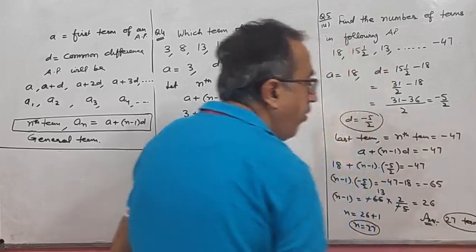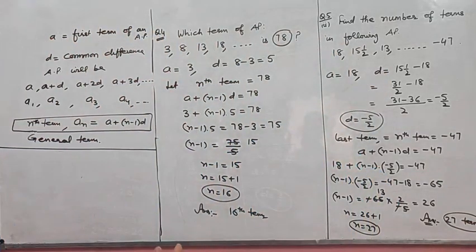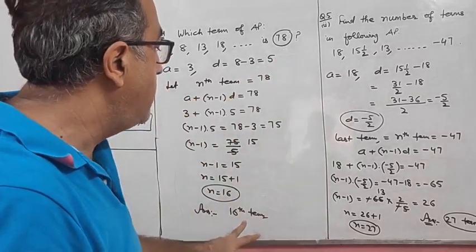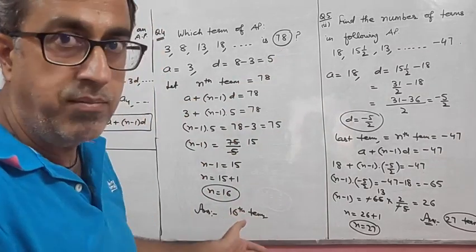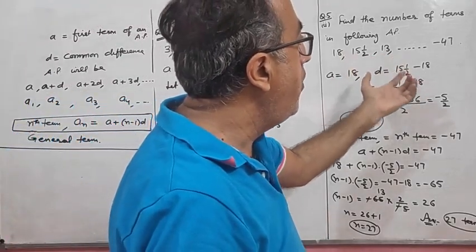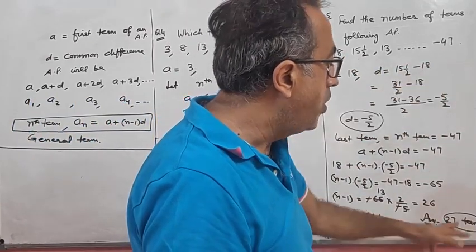Look at the way of answering we have given in the 4th and 5th questions. In the 4th question, it was which term is 78, so the answer is the 16th term. And in the 5th question, how many terms does this AP have? So the answer is 27 terms.